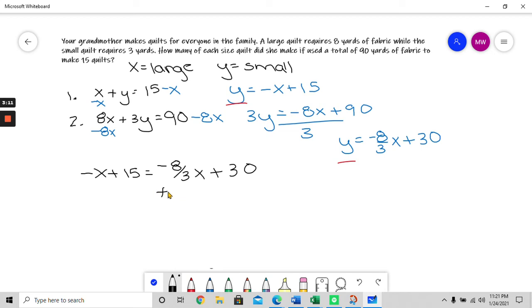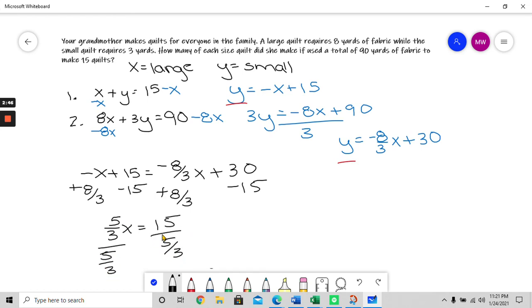I'm going to add 8/3 x to both sides. And I'm going to subtract 15 from both sides as I'm balancing my equation. So I'm going to get 5/3 x equals 15. Divide by 5/3. 15 divided by 5/3 is 9. So x equals 9. If x equals 9, that means y equals 6.